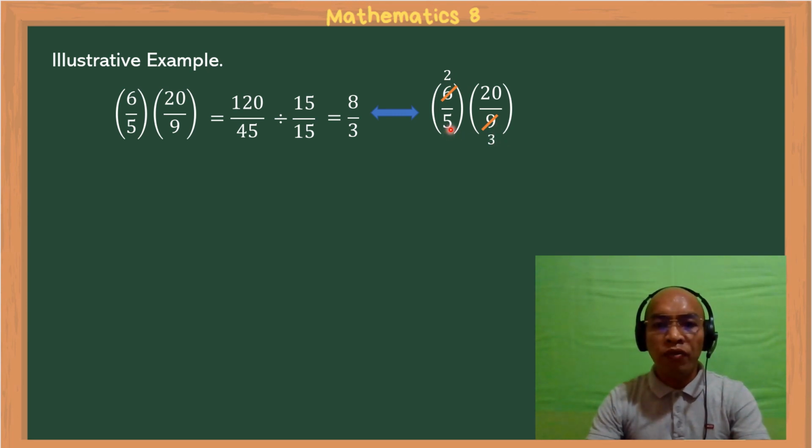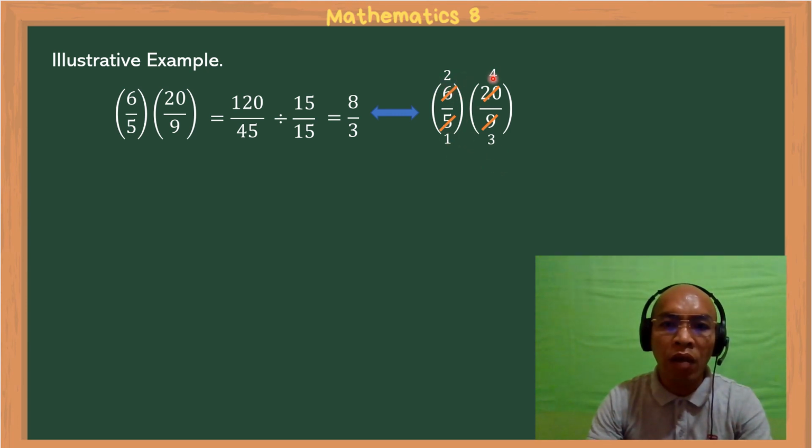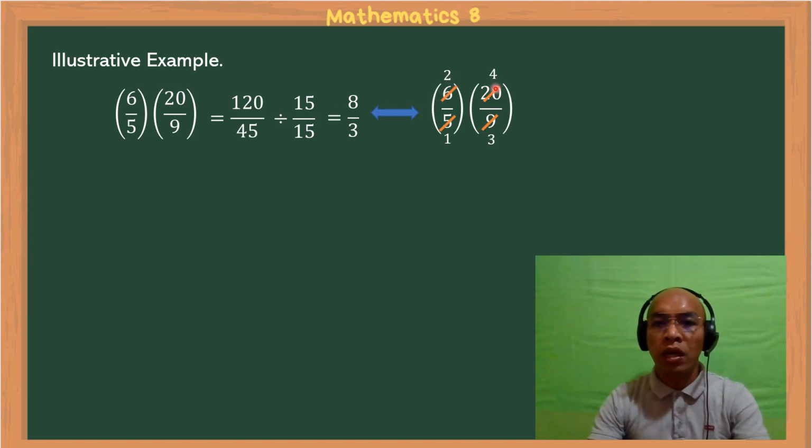Then 5 and 20 also have a common factor. Divide 5 by 5, that would be 1, and 20 divided by 5, that would be 4. Notice the remaining fractions would be 2 over 1 and 4 over 3. And 2 and 1 have no common factors, so we now apply the rule in which we multiply the numerators and the denominators. So 2 times 4 is 8 and 1 times 3 is 3. We got the same answer as in the previous method.